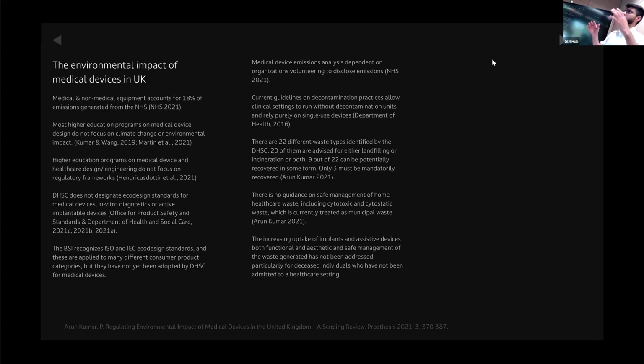Most higher education programs till the pandemic had no focus on sustainability or environmental impact. They also did not have a focus on regulatory frameworks. And so when you teach someone how to develop a device, it was all about the engineering and the technical aspect. It was never about what are the minimum risk and safety requirements you need to keep in place. The government does not endorse any standards associated with eco design or improving sustainability metrics.